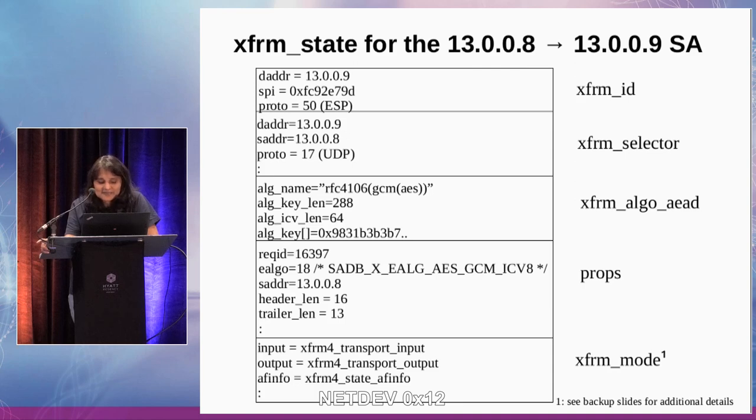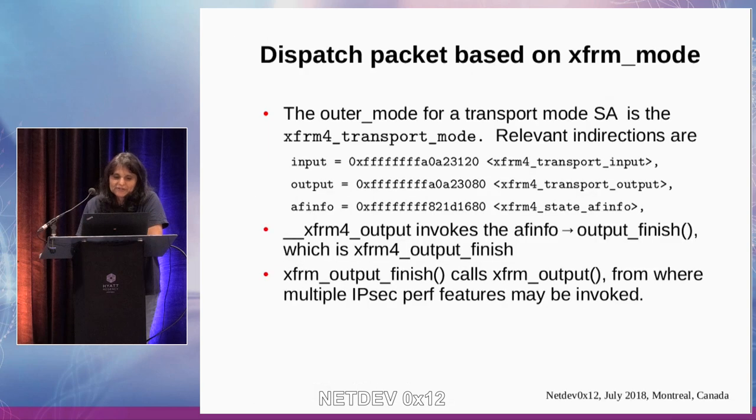For now, we'll just say, okay, there's an input, there's an output, AF info, so this is where I go next. Okay? So logically, think, okay, so the next thing I do is the output function, XFRM for transport output. But no, it's not that simple. So what happens next is you go into afinfo.outputfinish. We'll come back into what this XFRM for transport output is in a bit.